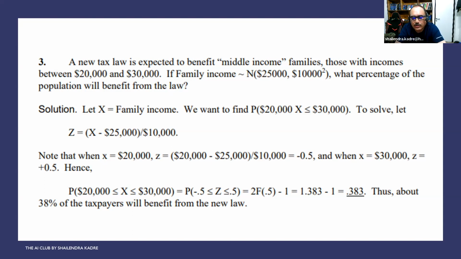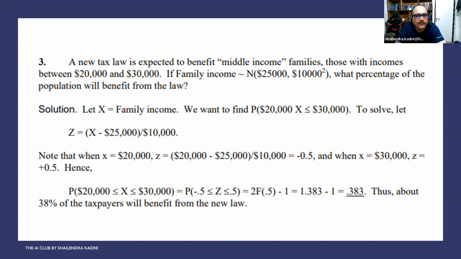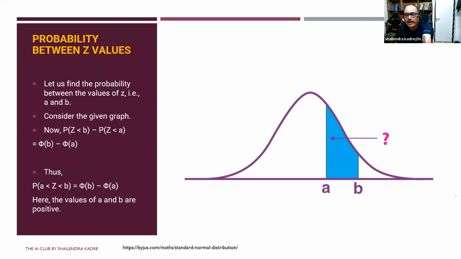Is it understood? Everybody? Yes, sir. What percentage of the population will benefit from the law? Means you have the lower limit 20,000 and the higher limit 30,000. So A is equal to 20,000 and B is equal to 30,000. So you have to find the middle area.